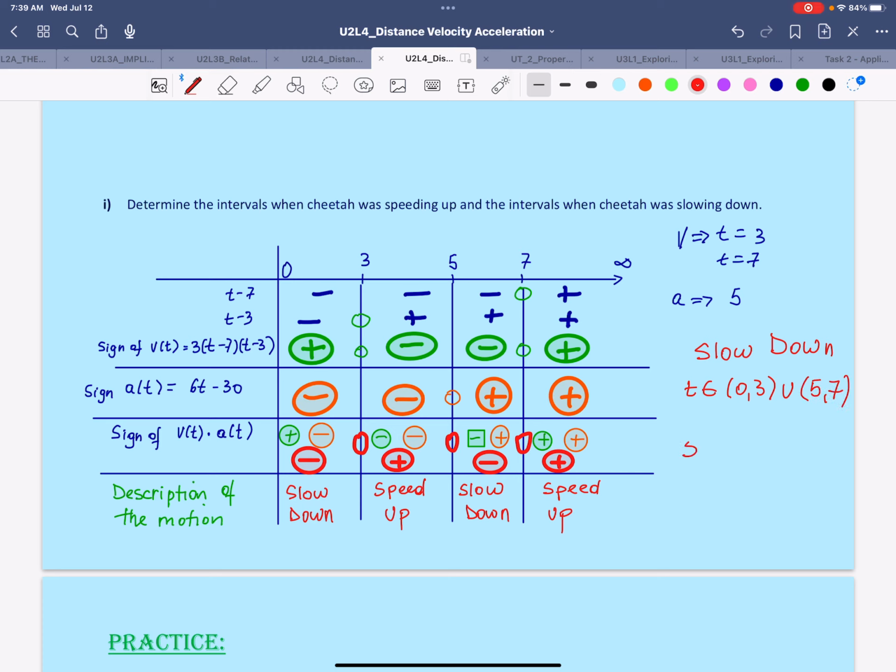And it is speeding up in the time intervals from 3 to 5 and from 7 to infinity. We all know that's a lie. We don't continue the motions to infinity. Living things don't, at least. But it's just a math problem. Normally we would have restrictions somewhere in here.